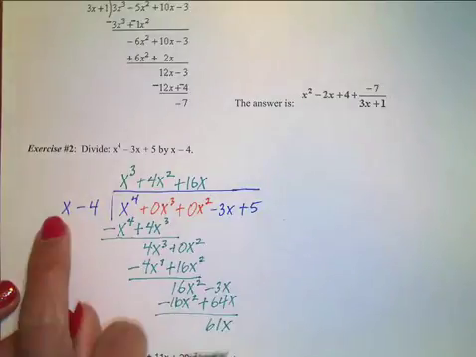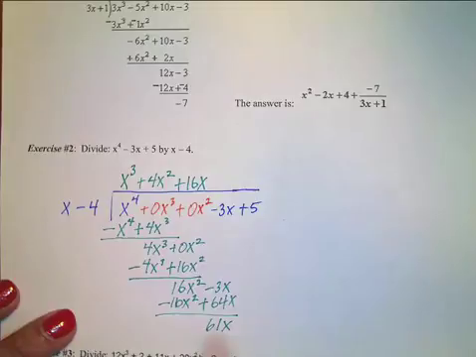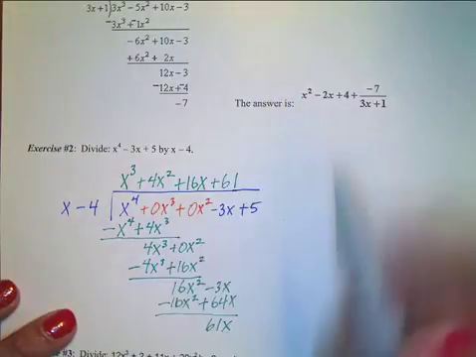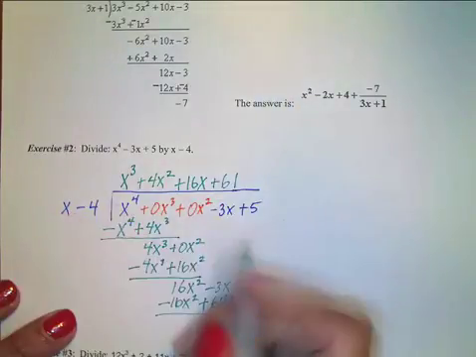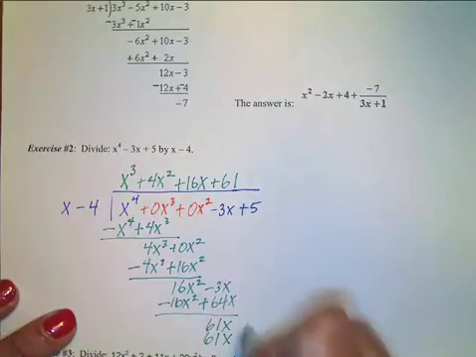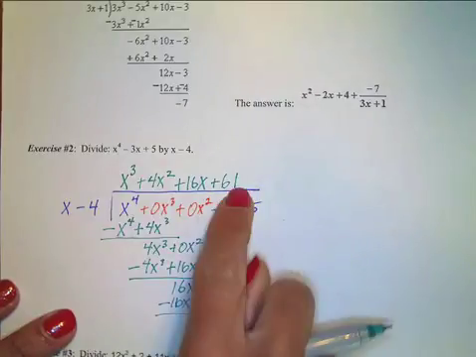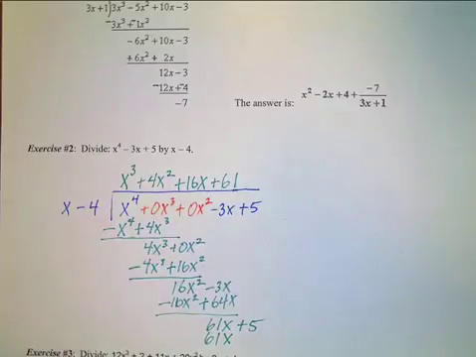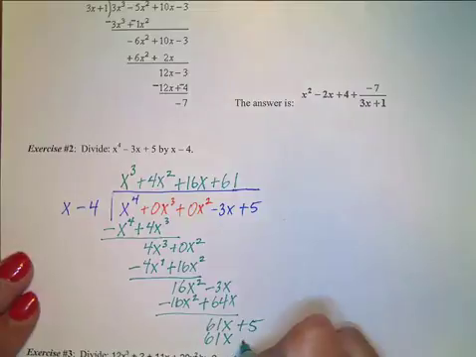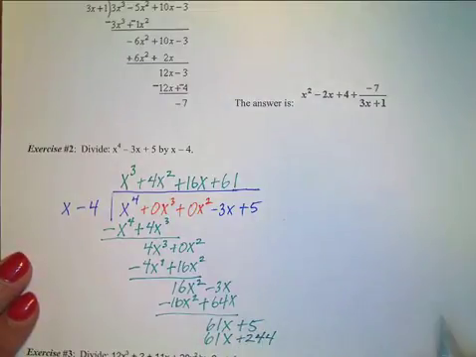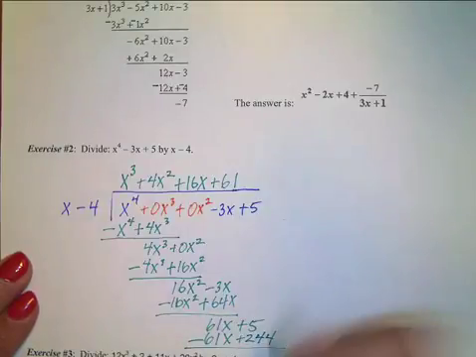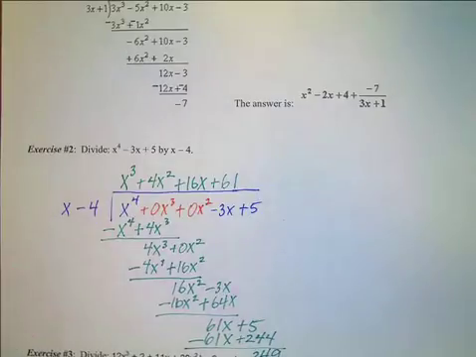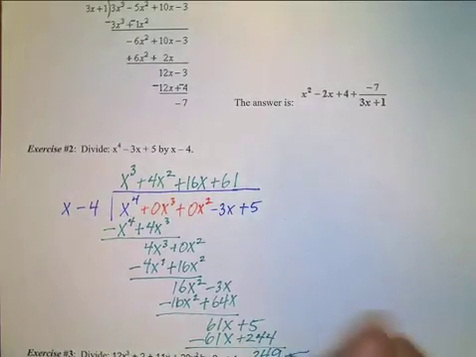So the first term into 61x is just 61. Multiply now, so 61 times x is 61x. I forgot to bring down my 5. 61 times negative 4 is 244. Sorry, that should have been negative, but as I draw my line and switch my signs, it becomes positive. So now I have 249. This is your remainder.